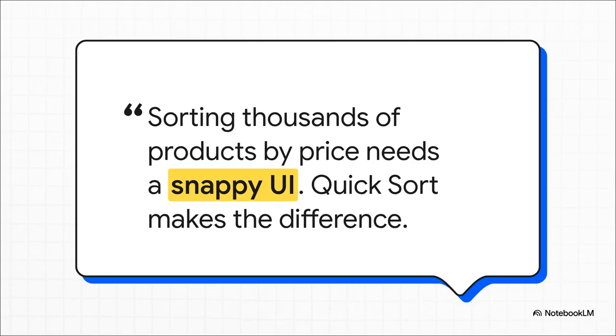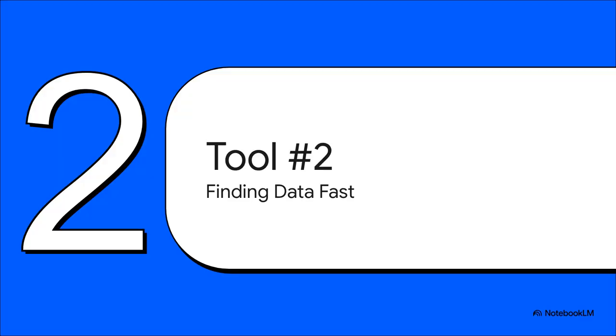And boom, here's a perfect real-world scenario. You're sorting thousands of products by price. The user clicks that button, and they expect it to be instant. Choosing an efficient algorithm like quicksort is what makes the difference between a UI that feels snappy and one that feels sluggish and frustrating.